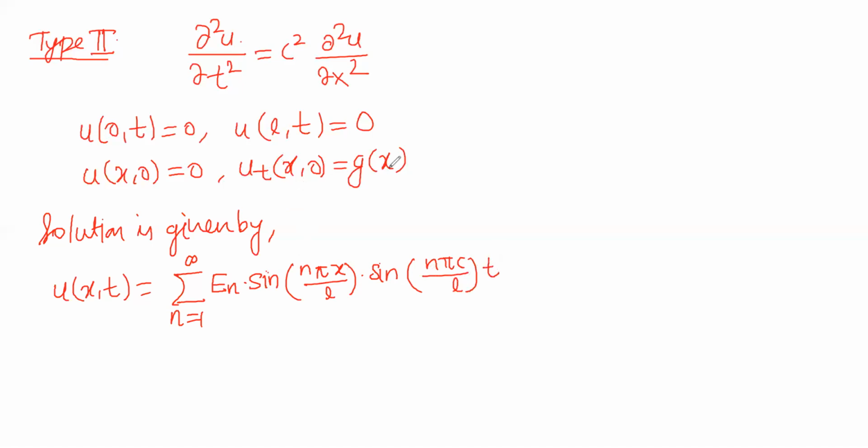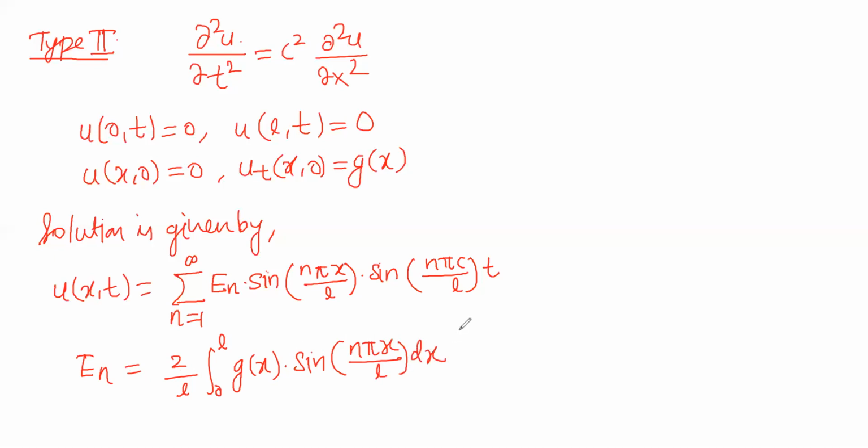When the derivative was 0, we got cos there, and when the derivative has a function, some g(x), then we again get sine. That's the strategy involved here. Now let me write down what this e_n is. So e_n still remains the same; as long as there is sine here, e_n and d_n will not make any difference. So e_n is 2/L times the integral from 0 to L of g(x) sin(nπx/L) dx. So that's the solution for type 2.